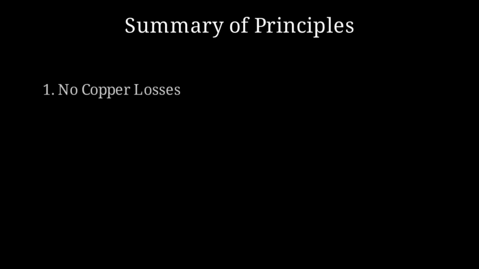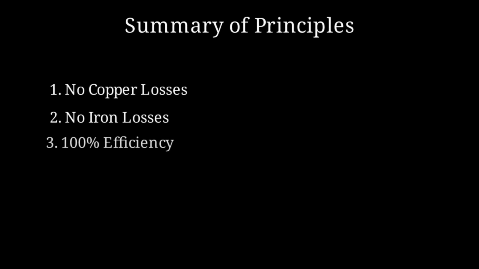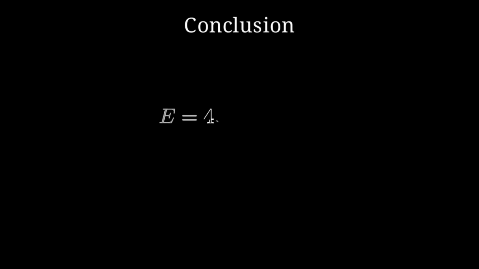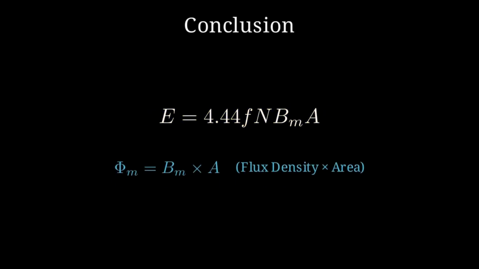To summarize, the ideal transformer assumes zero winding resistance and no core losses. The EMF equation we derived allows engineers to calculate the necessary turns and flux density required for efficient power conversion. By substituting flux with the product of flux density and core area, we get the expanded EMF formula. This concludes our look at ideal transformer theory and derivation.